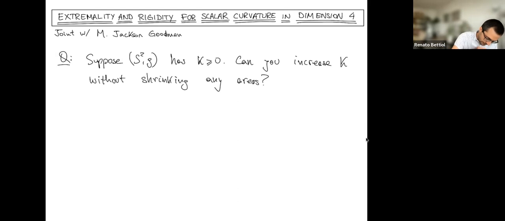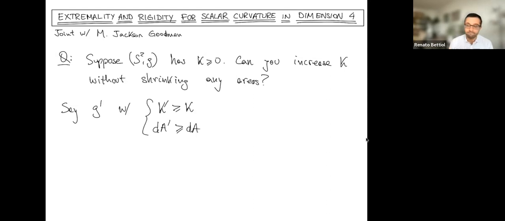Let's pretend you can. Let's imagine that you have some metric G prime which does just that. The Gauss curvature of G prime, I'll call it K prime, is bigger or equal than the original Gauss curvature, and no areas got smaller. So the area element dA prime is bigger or equal than dA. Okay, so let's imagine we have such a thing.